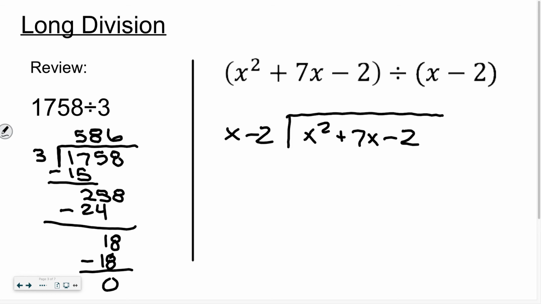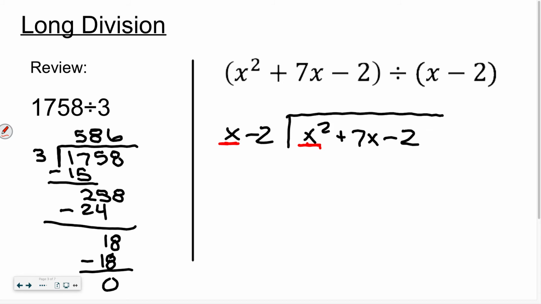Now, there's a slight change here because it's not numbers anymore, right? So I can't ask myself how many times does 3 go into 1 or how many times does 3 go into 17. And there's a lot of terms in both polynomials. So the best thing I can say is don't worry about all the terms. Only worry about the first term. So x squared divided by x is x. Or how many times does x go into x squared?